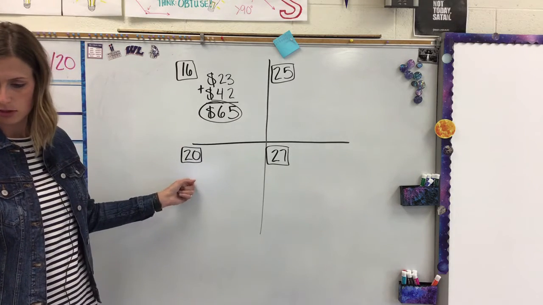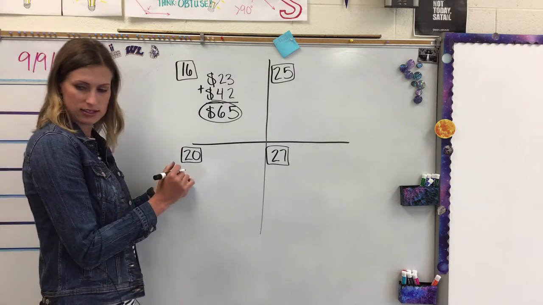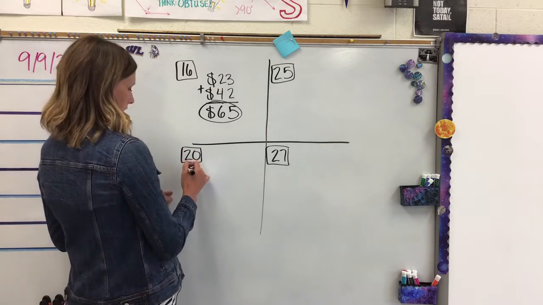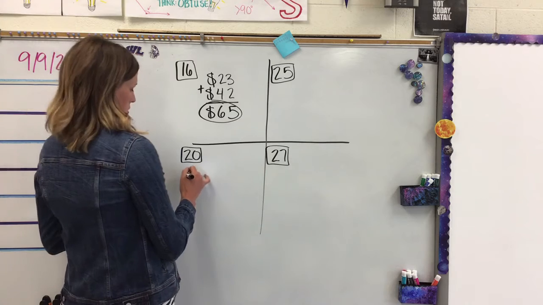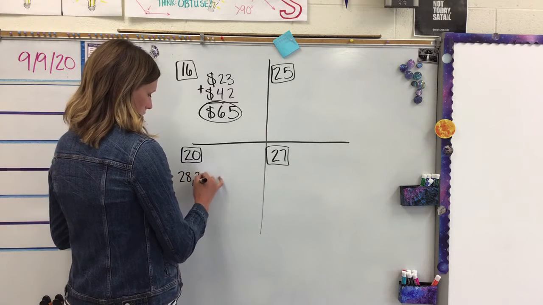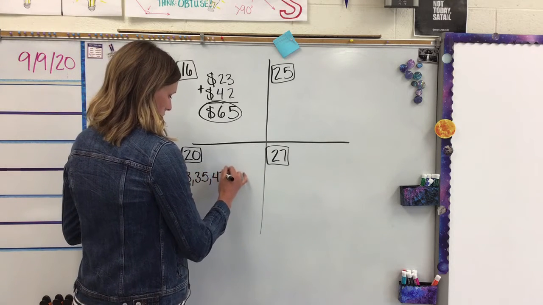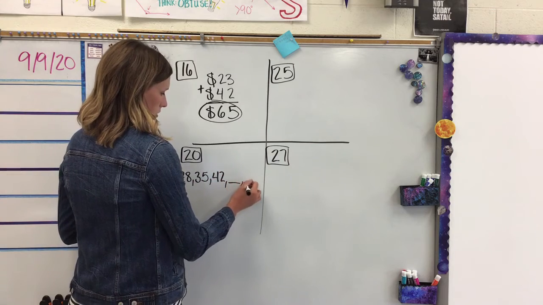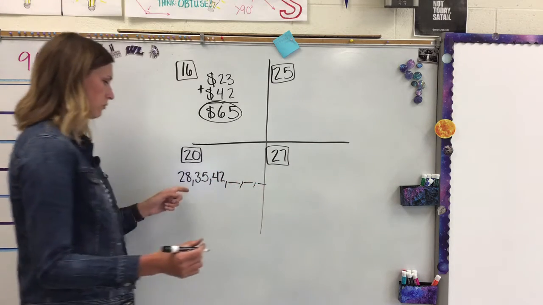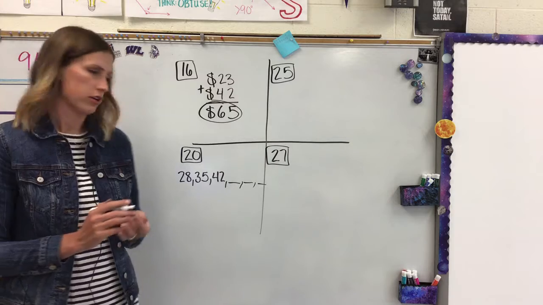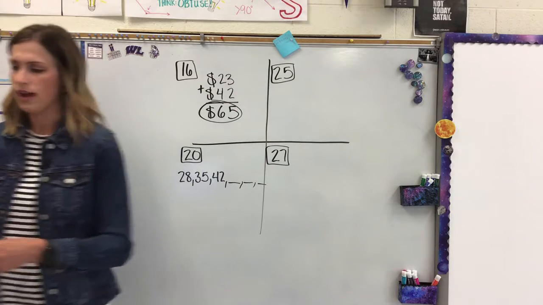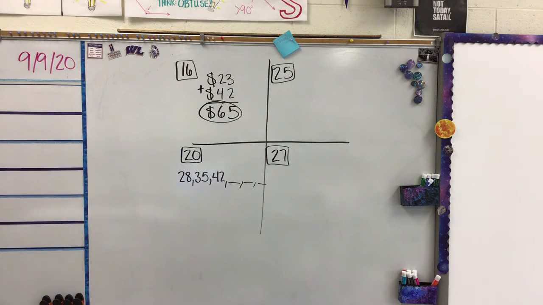Next, we've got number 20. Number 20 is a sequence. We need to write the rule and the next 3 terms. So 28, 35, 42. Well, what are we counting by? Count from 28 up to 35 and see what you get.